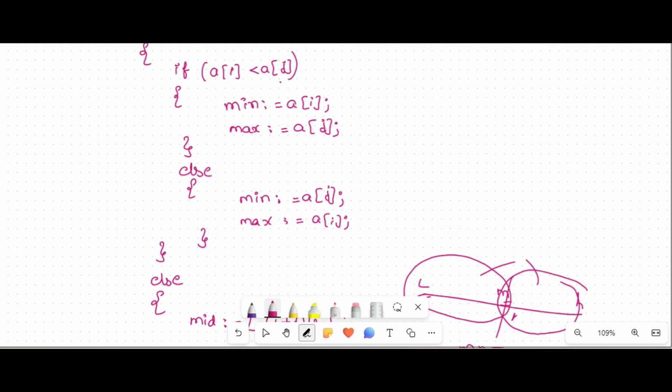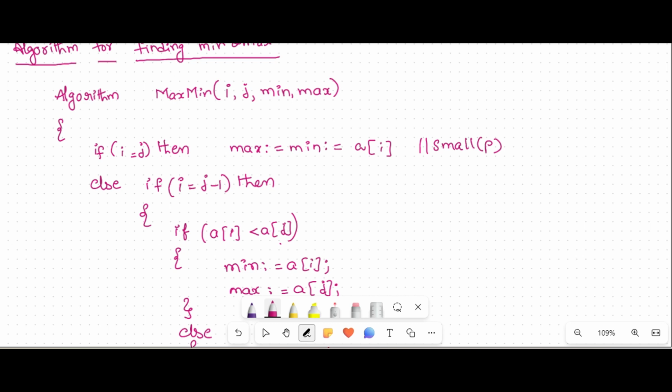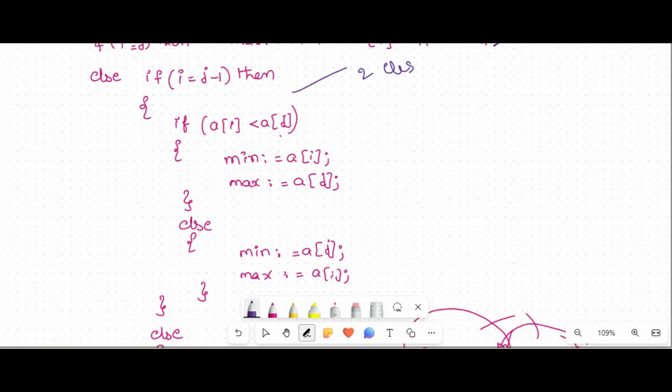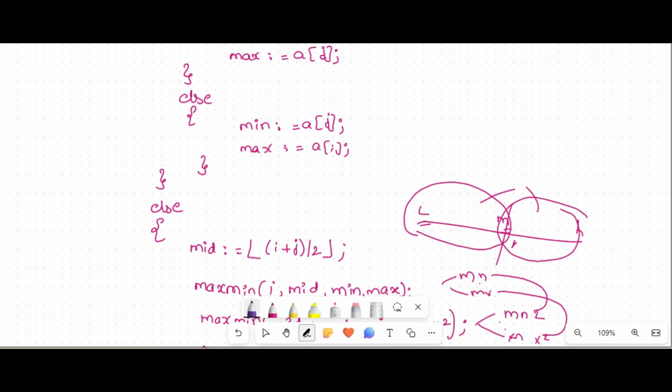See, the algorithm for the maximum and minimum element. What we have done? We are checking first whether your array consists of a single element, one element; here the case is 2 elements, and here the case is greater than 2 elements. So that's all, students, for finding the maximum element and minimum element from the array.